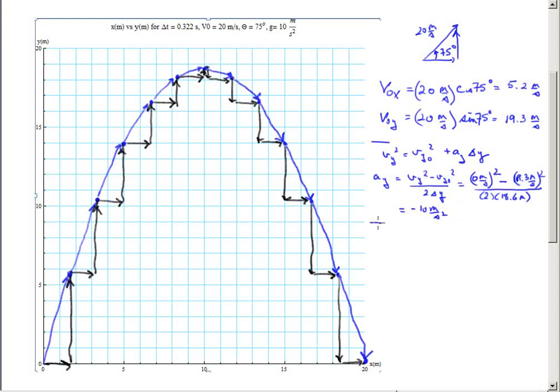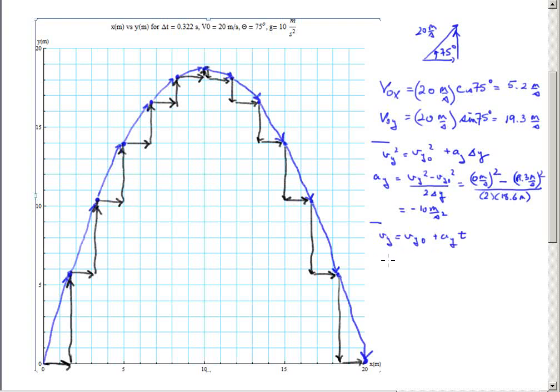A second way to do it would be to look at the flight time to the apex. We know what the flight time to the apex is because to get to the apex we have 1, 2, 3, 4, 5, 6 delta t intervals, each one of which is 0.322. So 6 times 0.322 seconds will be the time to the apex. Then we can use the kinematic equation that relates velocity, acceleration, and time in the vertical direction, which is this equation right here.